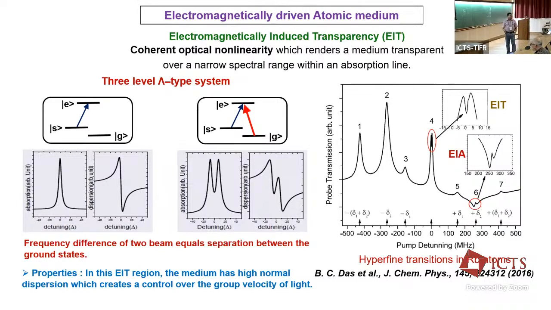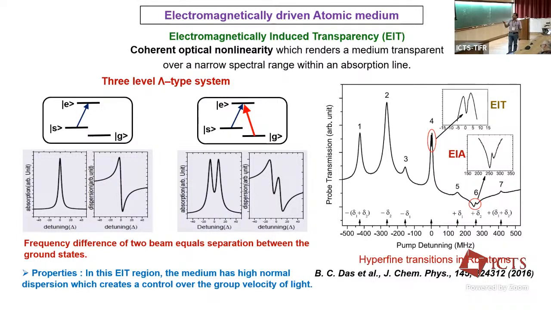The very basic concept that we are using here is that if you have a 3-level lambda type system, an atomic system where there is 1 excited state and 2 ground states, and you shine a laser from one of the ground states, what you get is basically an absorption profile, while the dispersion looks like this. If you now come with another laser from the other ground state, and a stronger one, then you create a transparency window within this absorption profile, and the dispersion takes the other form, the slope of it.